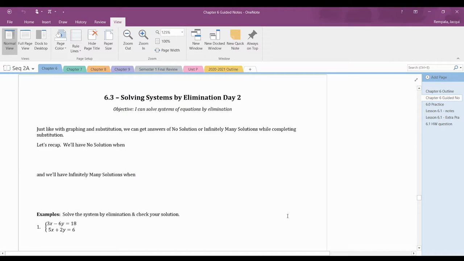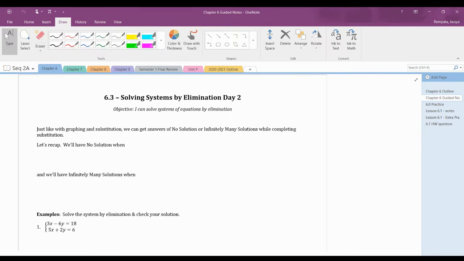Today we're going to continue with elimination. So remember, when we're dealing with elimination, we want to have our like terms lined up. We want to have one of the variables have opposites, so then we can add them up, it disappears, and then we can start solving. However, just like with graphing and substitution, there could be a result where we actually get no solution or infinitely many solutions, as well as getting one solution where we would then actually find an ordered pair.